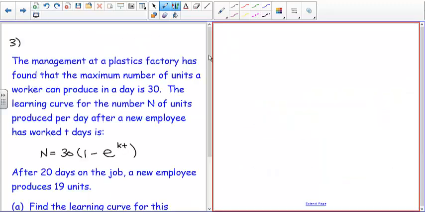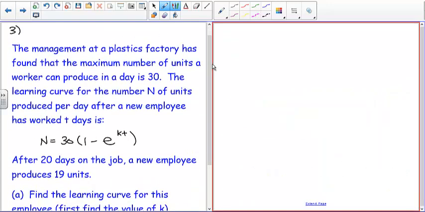Okay, the next one. The management of a plastics factory has found that the maximum number of units a worker can produce in a day is 30. The learning curve for the number n of units produced per day after a new employee has worked t days is n equals 30 times 1 minus e to the kt. After 20 days on the job, a new employee produces 19 units.